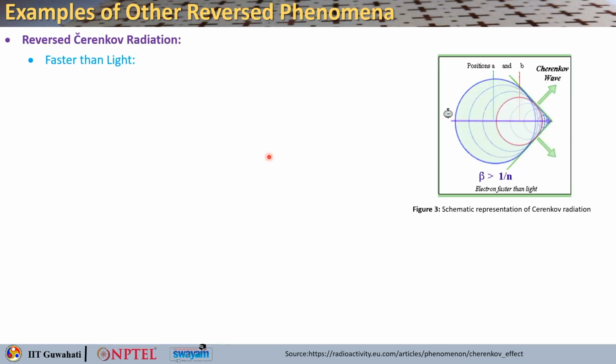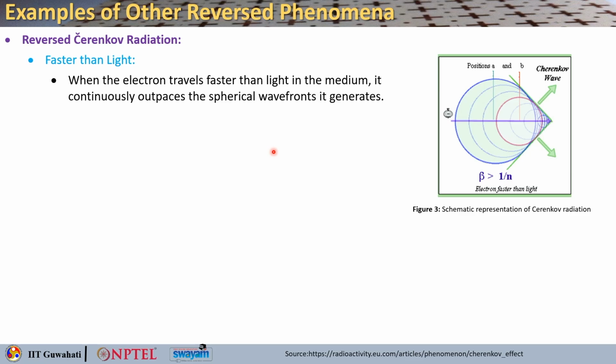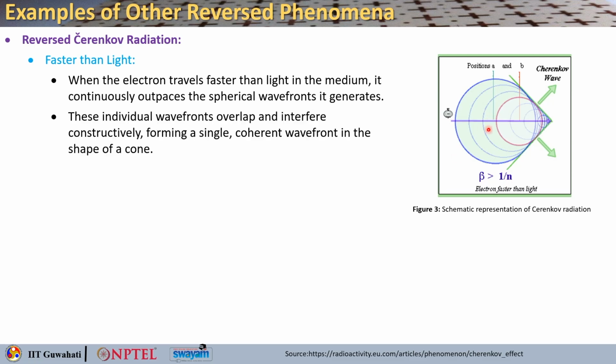Now, what is the other case, when the particle travels at a speed faster than light? Here we consider the electron traveling faster than light in that medium. It can continuously outpace the spherical waveforms it is generating. In that case, these individual wavefronts overlap and interfere constructively, forming a single coherent waveform in the form of a cone. This cone of light is the Cherenkov radiation.